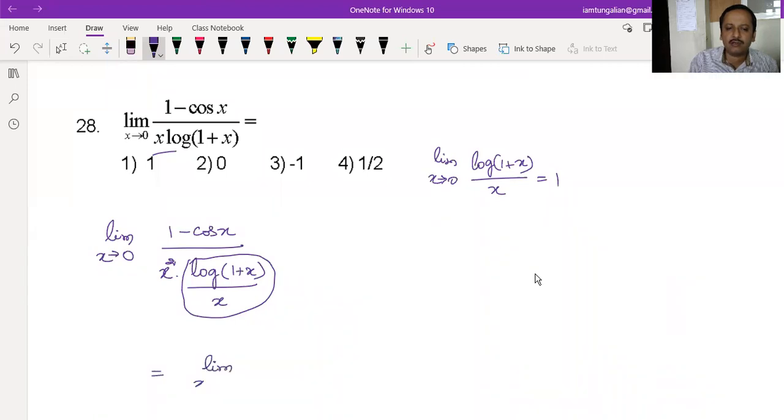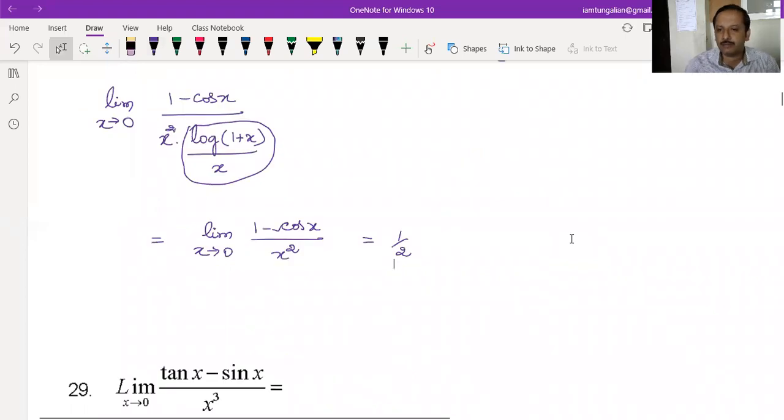Then this is equal to limit x tends to 0, (1 minus cos x) divided by x square. So directly you remember that this answer is equal to 1 by 2. Now I'll explain how we got 1 by 2. But later on, just remember that this is 1 by 2. How did I get 1 by 2?